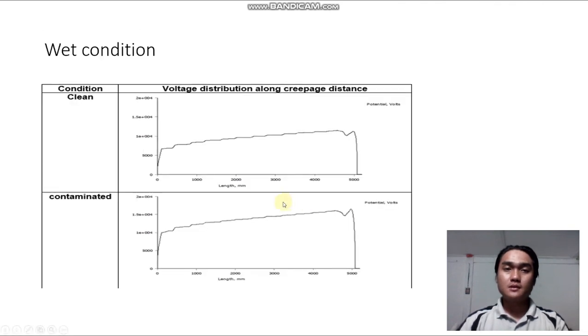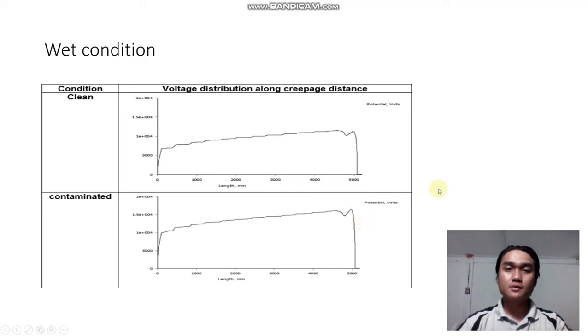The wet condition test shows that the result of the test on the wet and clean condition is that the voltage potential is lower than the voltage potential found on the insulator for the wet and contaminated condition. The graph shows the voltage distribution along the creepage distance at wet condition.